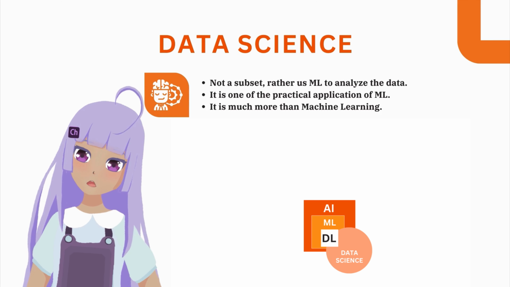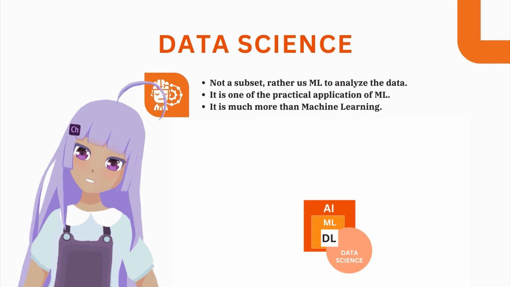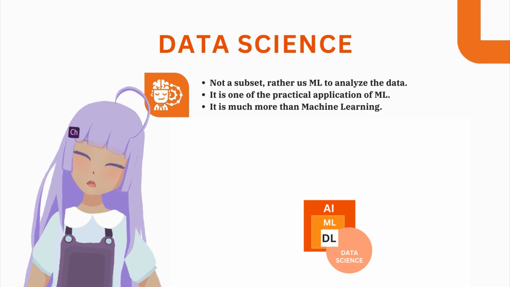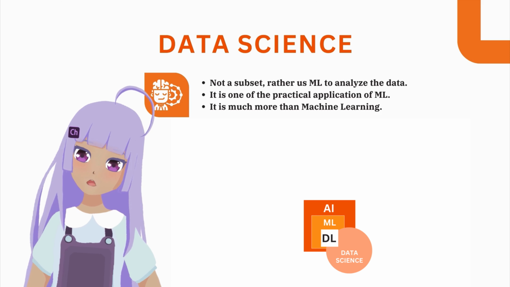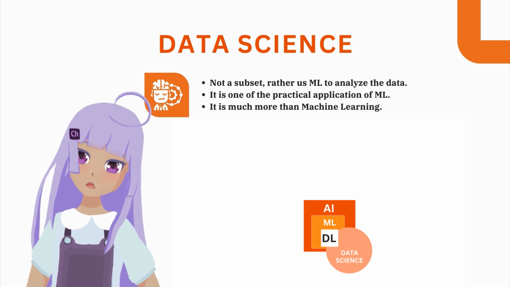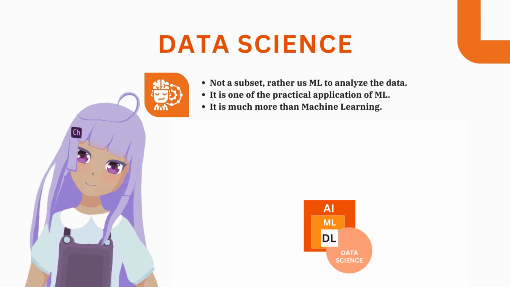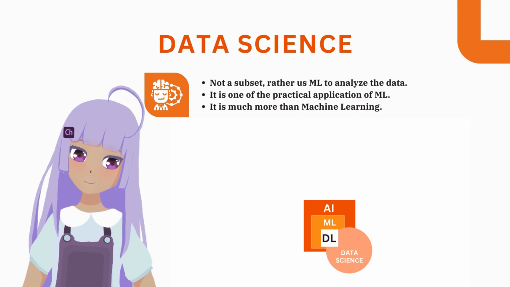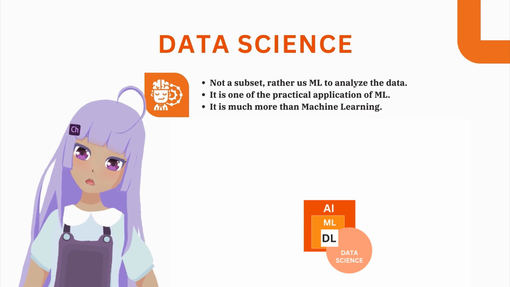Now let's see where data science is. So data science is somewhere here. So that is data science. You can see that there is slight overlap between machine learning and data science, but there are a lot of parts which are not machine learning. That means we can say that machine learning is actually a part of data science, or let's see the points. So first of all, data science is not a subset. It rather uses ML to analyze the data. It is one of the practical applications of ML. That means data science is one of the practical applications, and it is much more than machine learning.